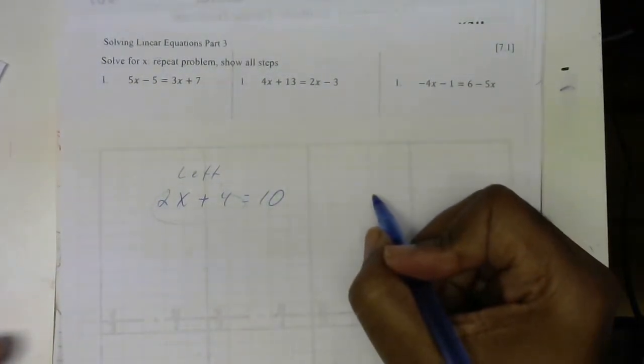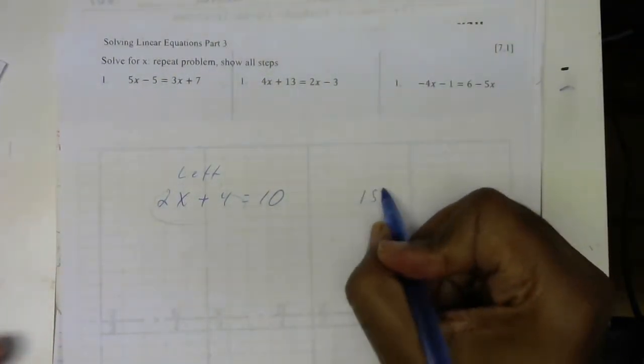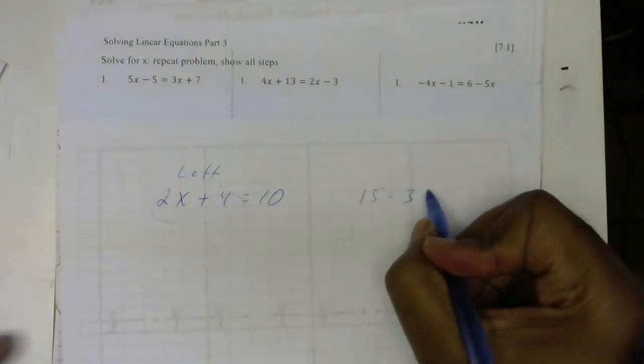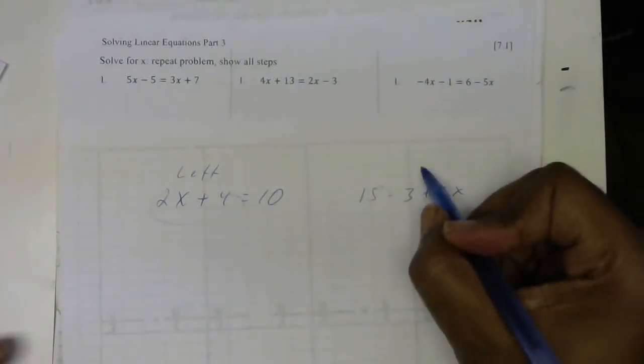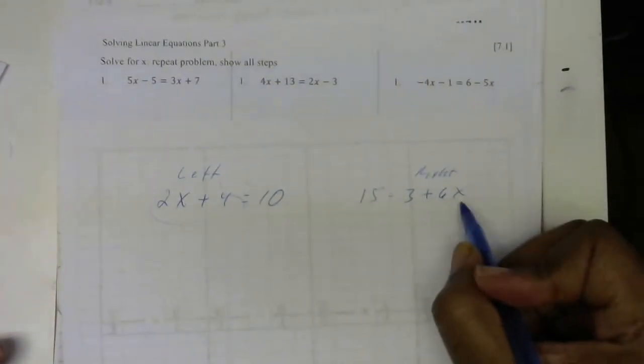If I had 15 equals 3 plus, let's say, 6x, this would be a right side problem because the x is on the right.